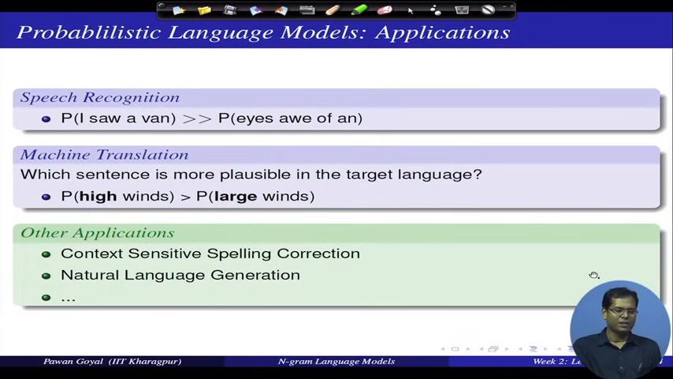And there are other applications. Spelling correction we have seen, and you might have to use that for generation. Whenever you have to generate sentences, again the question is which particular generation has a higher probability.